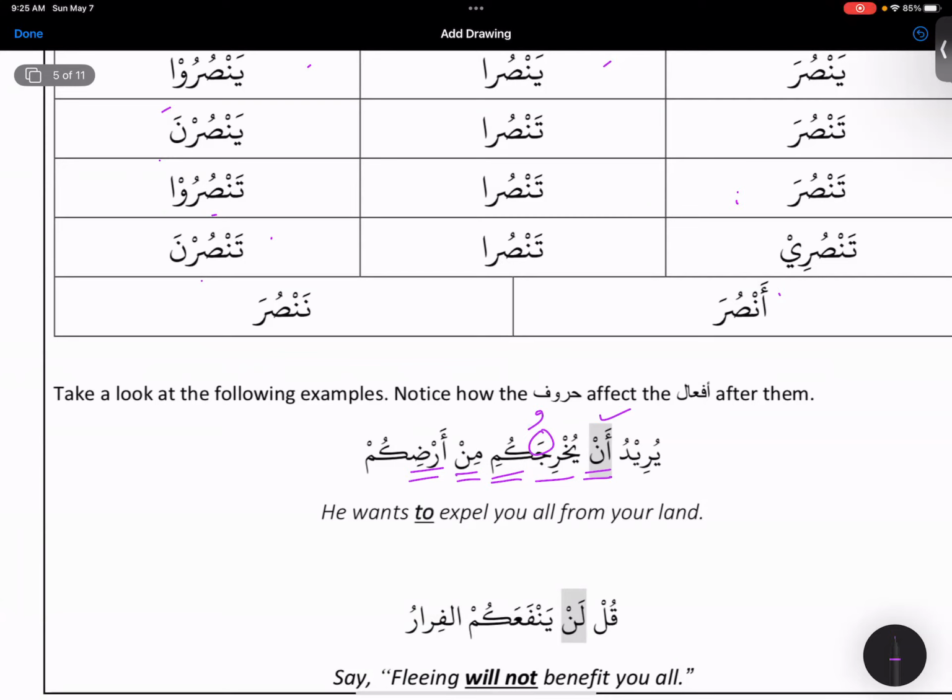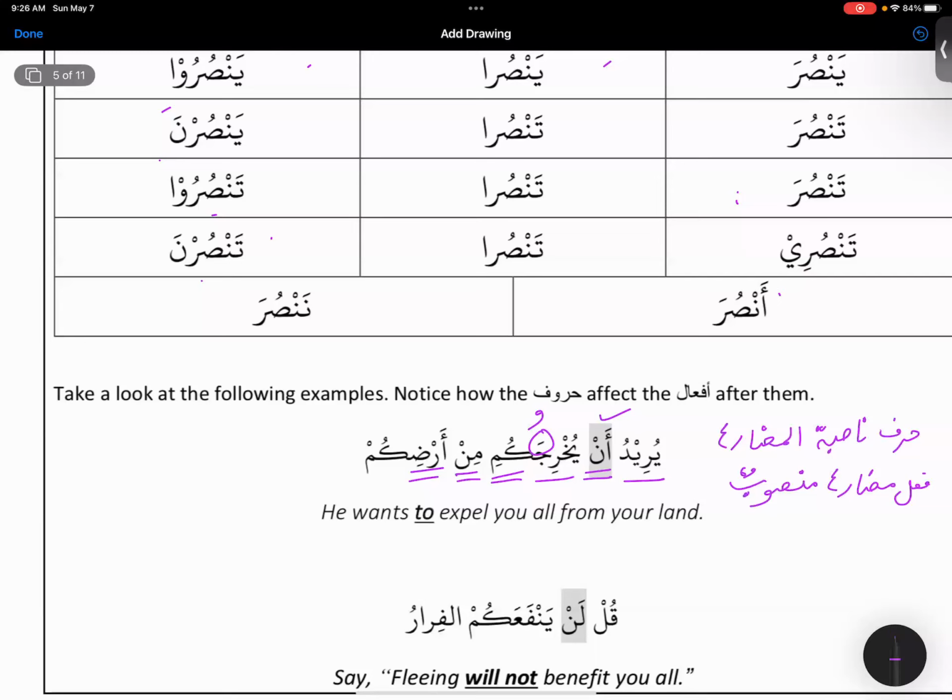So how are we going to say that yuridu? We're going to say fi'lun mudari'un, fa'iluhu huwa. And then an, what are we going to say about an? Harfu nasibatul mudari, the harf that is making the fi'l mudari mansub. And then yukhrija, you're going to say fi'lun mudari'un mansubun.